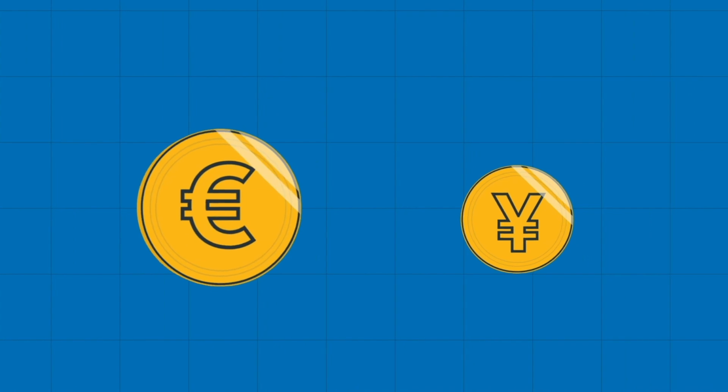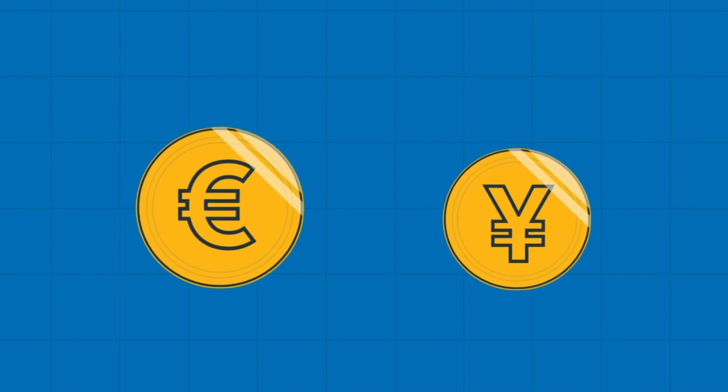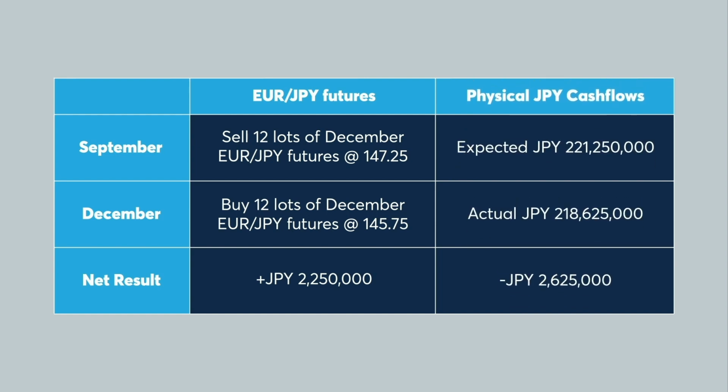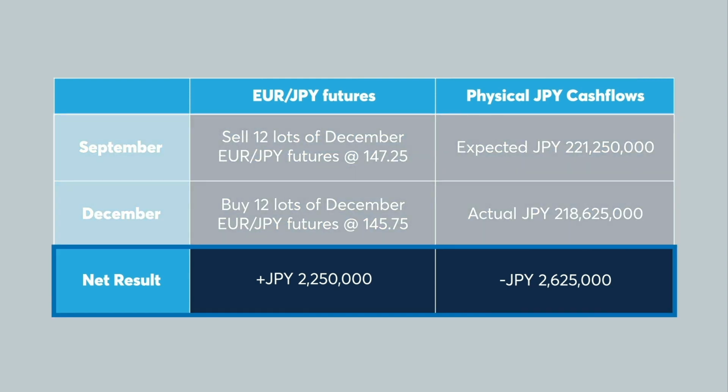Say the Japanese yen appreciates, resulting in the December futures price moving from 147.25 per euro down to 145.75 per euro. In the cash market, 1.5 million euros has a value of 218,625,000 Japanese yen, which is less than expected had the exchange rate not changed. The lower outcome in the cash market will be offset by the gain from the futures position.